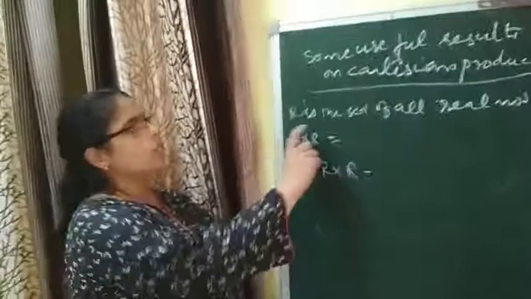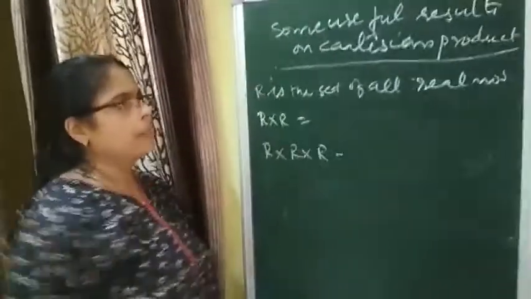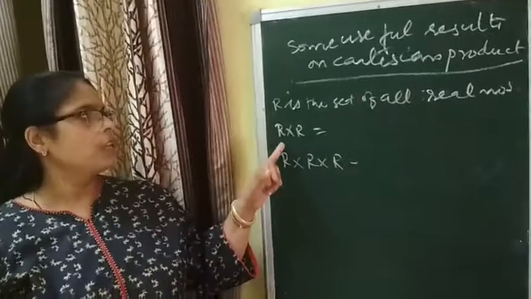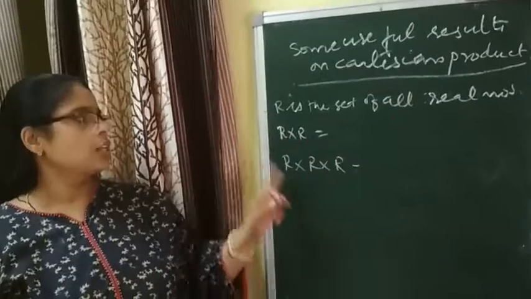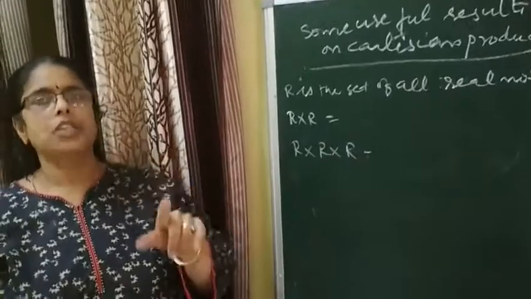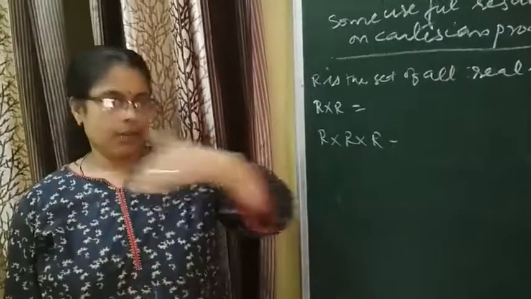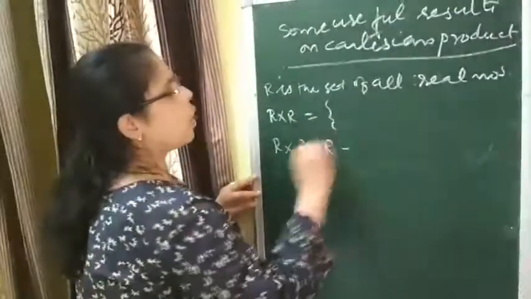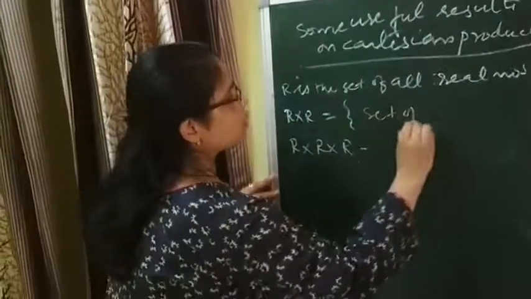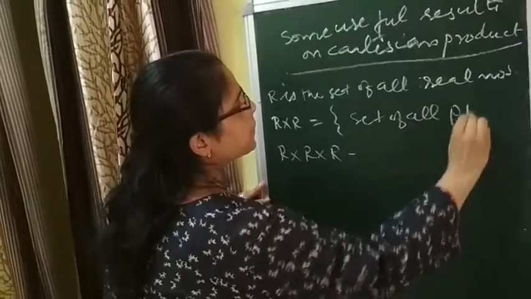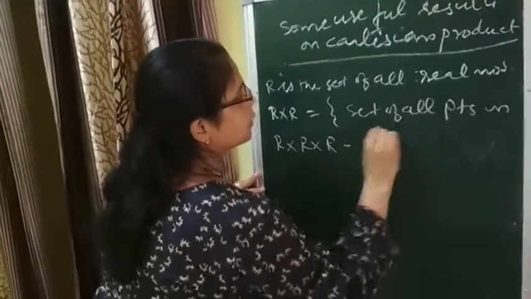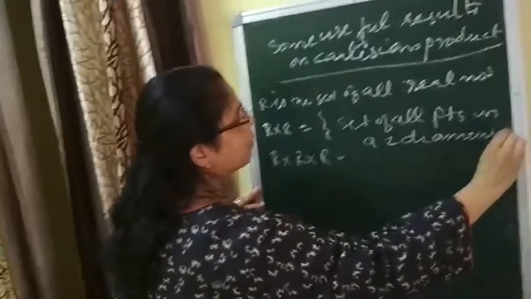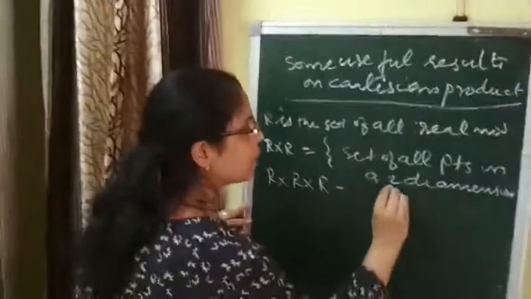Now, one question I am giving you orally. The question is, if R is the set of all real numbers, then what will R into R represent? R into R means two dimensions. One set is on the x-axis, one is on the y-axis. Then R into R represents the set of all points in a two-dimensional plane, or simply a plane.